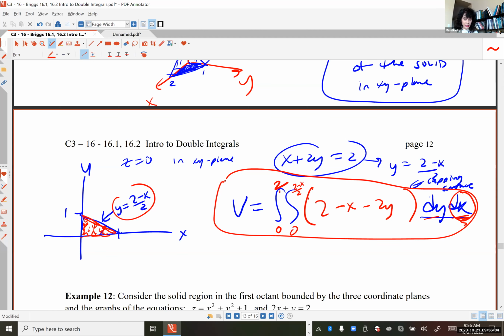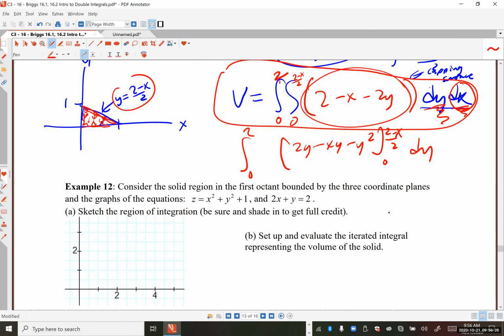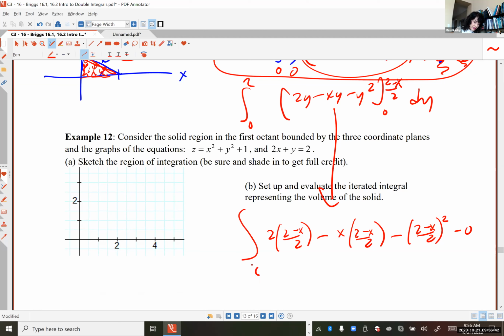And so I'll start, and then I'm going to show you that we're going to get into a little bit of a mess. It's going to be kind of painful. But if I integrate this with respect to y, I'll get 2y minus xy minus y squared. Fine. And you're going to evaluate that between the lower limit of 0 and an upper limit of 2 minus x over 2. And this is where it gets a little messy. Because, when you plug in 2 minus x over 2 for y, and then when you plug in 0, everything's going to go to 0 for this one, so you don't really have to bother. And then this is a Calc 1 problem.